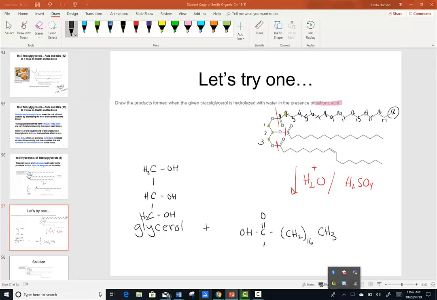What are the odds this would be the same? 1, 2, 3, 4, 5, 6, 7, 8, 9, 10, 11, 12, 13, 14, 15, 16. Nope, they're different. So the first contains 18. The second would contain a total of 16. So carbon number 1 is the carbonyl. We're going to have CH2 taken 14 times, terminating with the methyl group, giving me a total of 16 carbons.